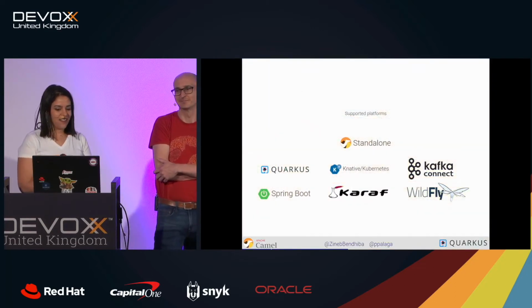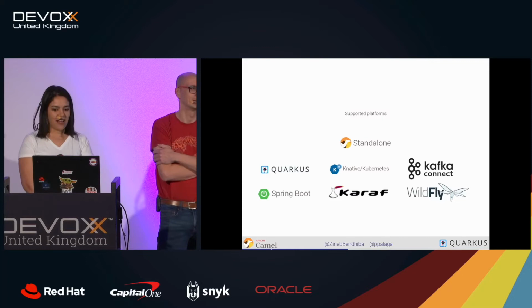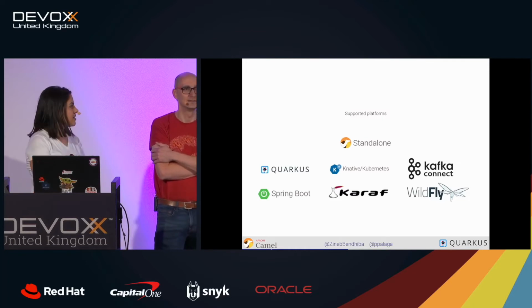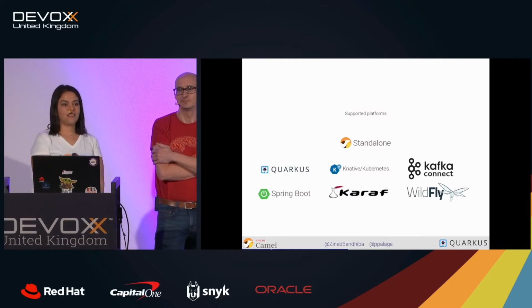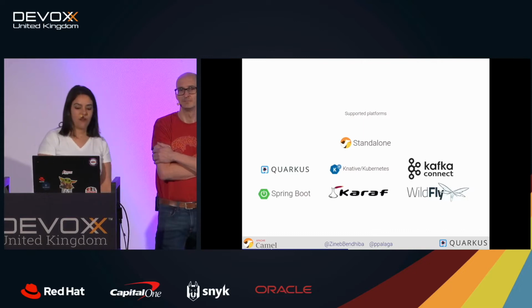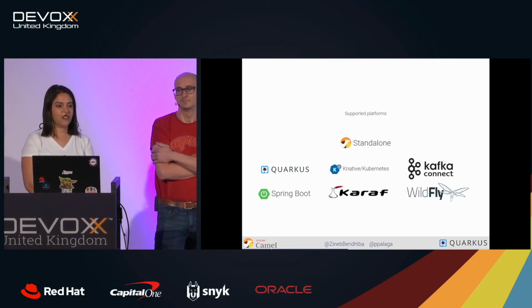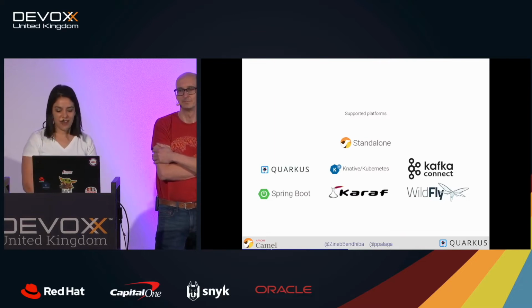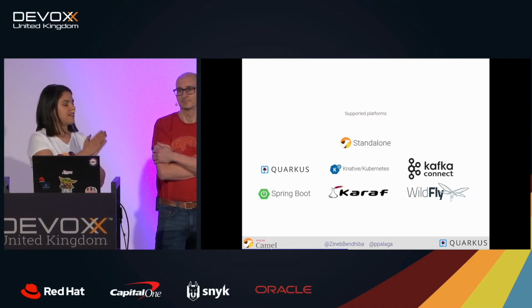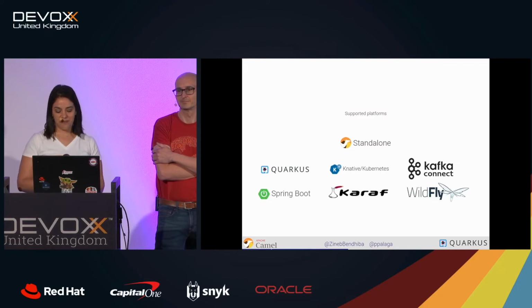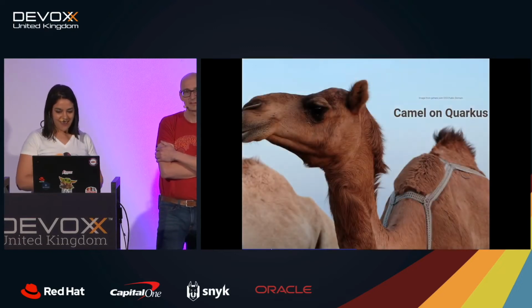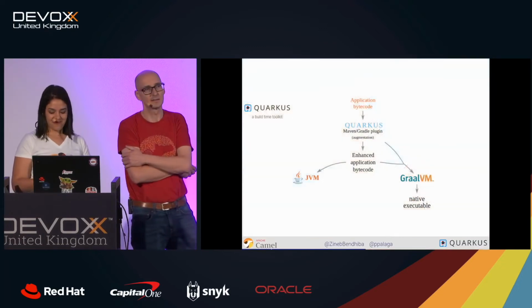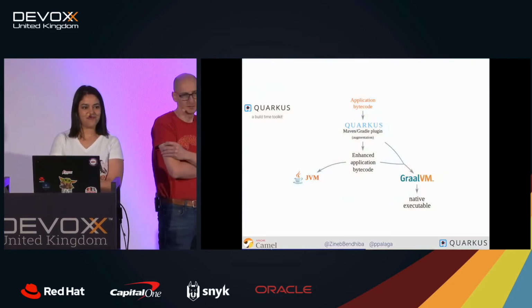Camel runs on a lot of platforms. Like you can see, there is standalone, which is for standalone Java. We have Quarkus, Knative, Kubernetes. We have Kafka Connect, Spring Boot, and so on. Today we're going to talk to you about Quarkus, because it's our project, and also about Knative and Kubernetes. So let's start with Camel on Quarkus.